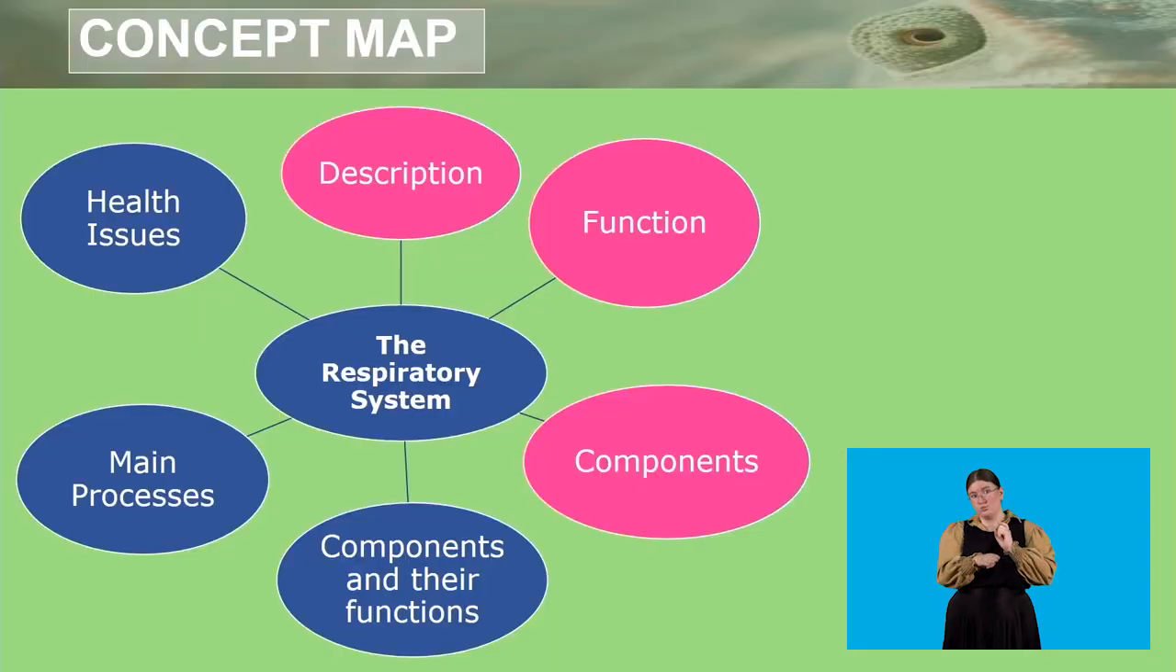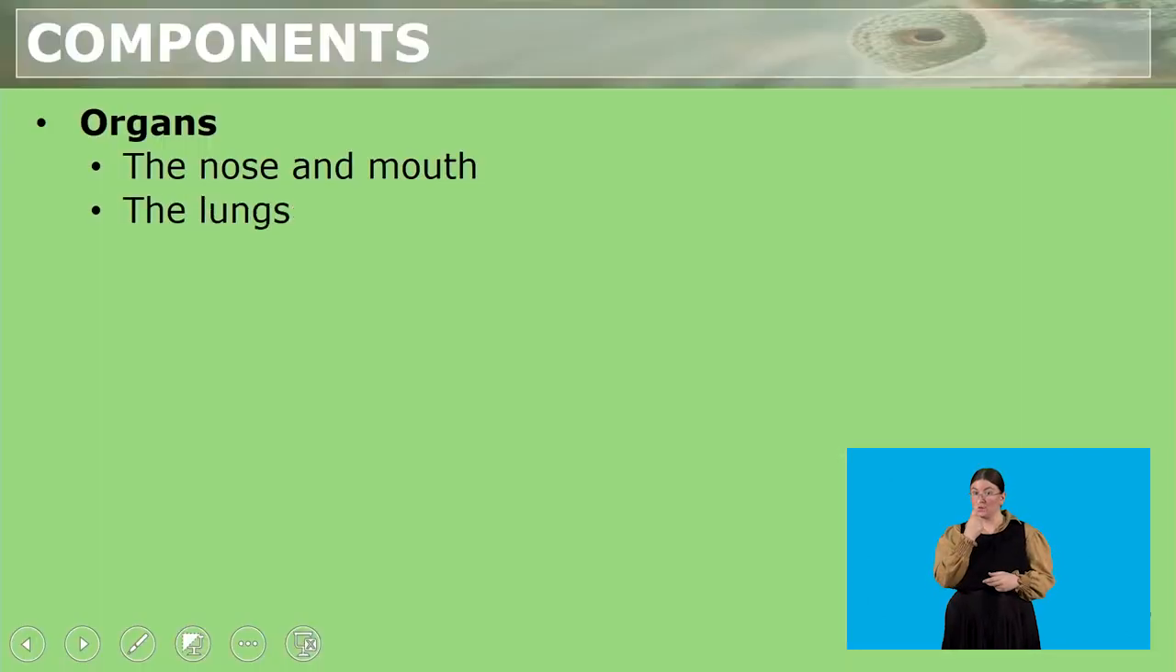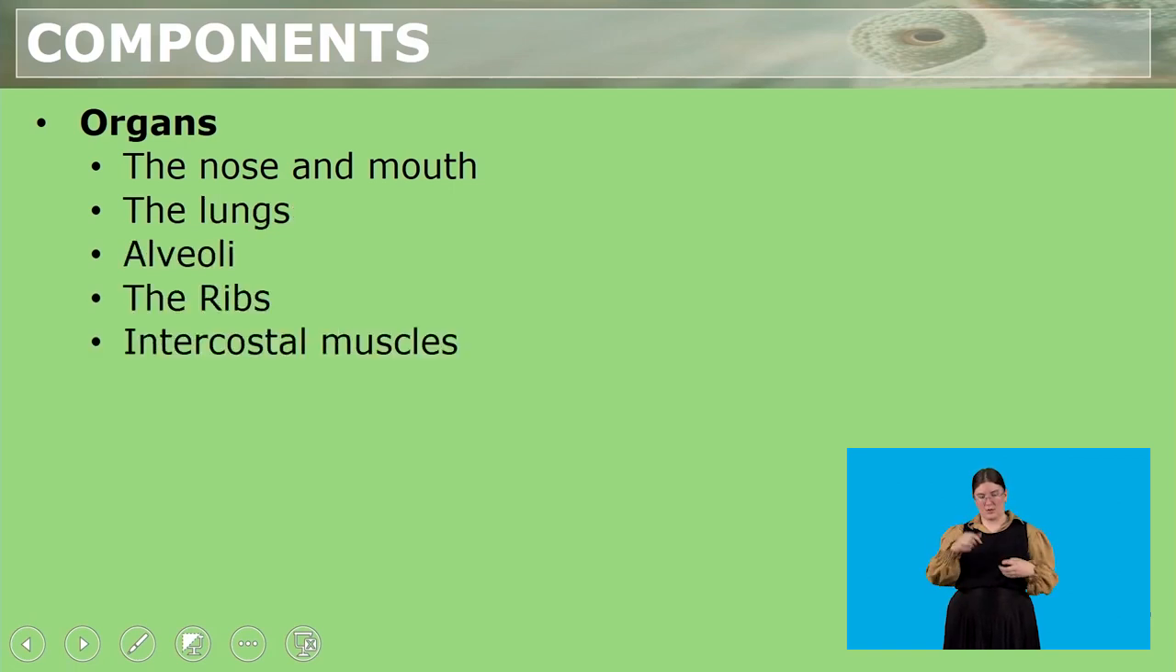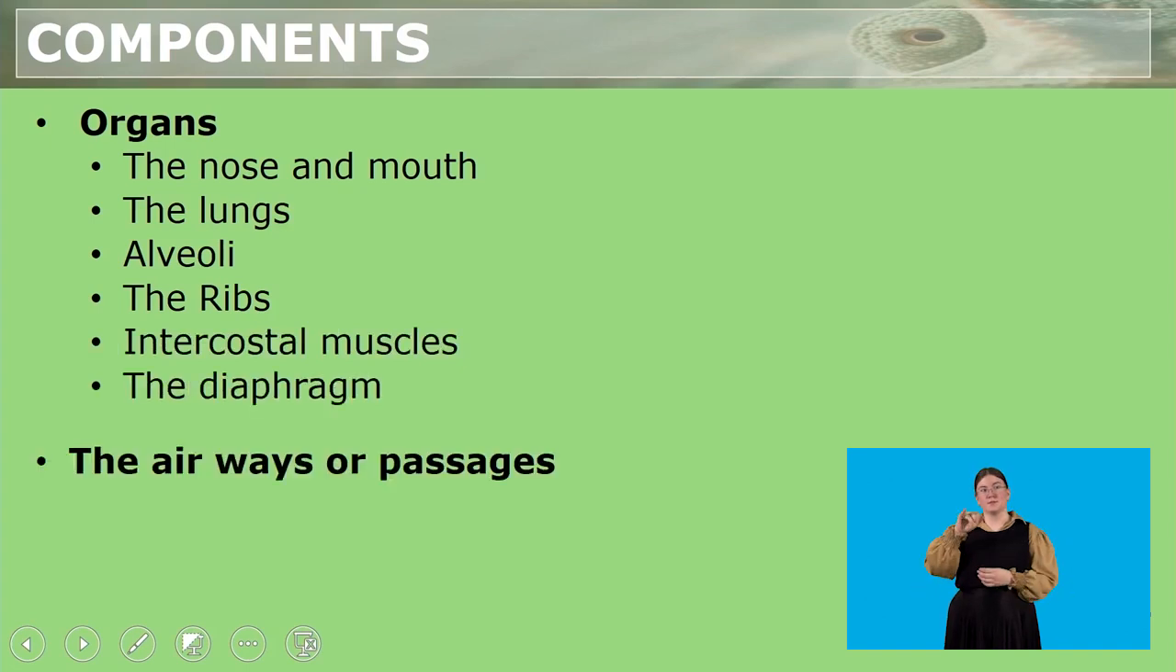We have our concept map in front of us again, and we will be looking at the components of the respiratory system. Remember that every system is made up of different organs. So, the organs in the respiratory system include the nose and the mouth, the lungs, the alveoli, the ribs, the intercostal muscles, the diaphragm. And then we also look at the airways and passages that are part of the respiratory system.